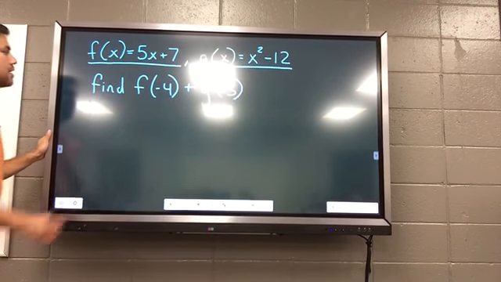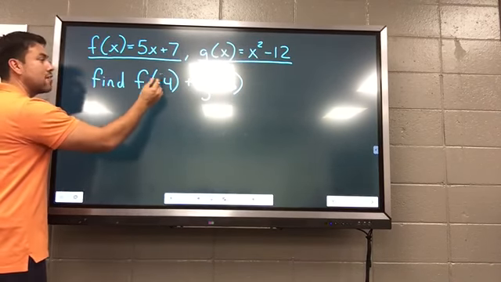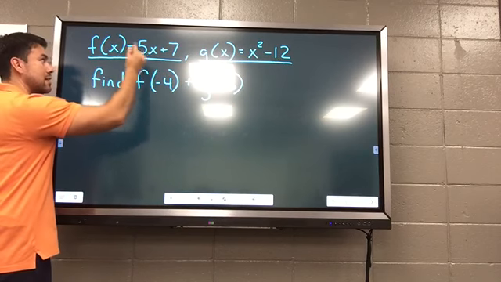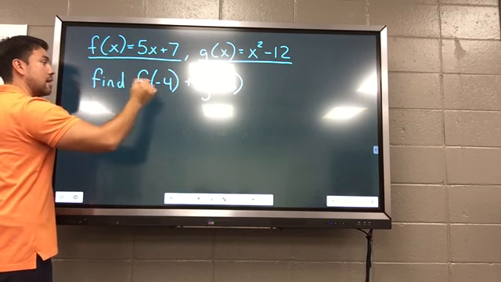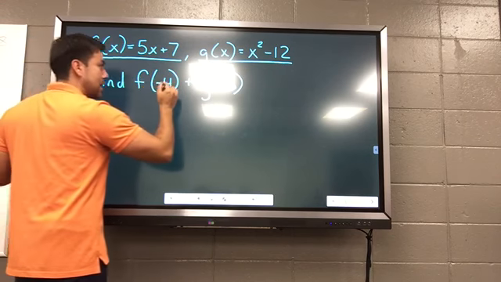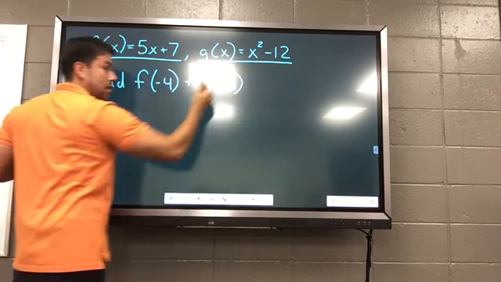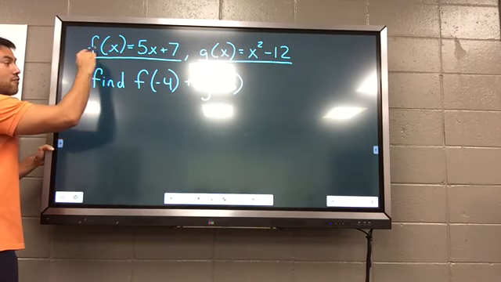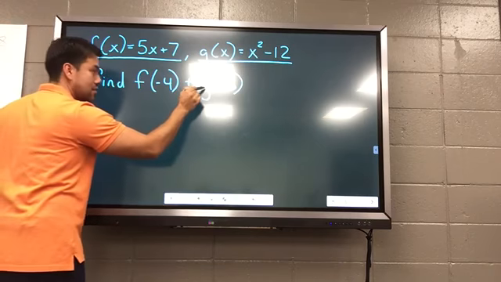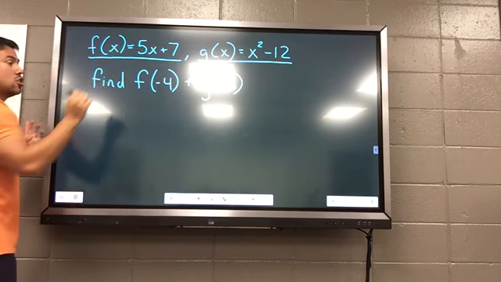Okay. Here's what I'm going to do. Instead of x, what should I substitute in this equation? Why wouldn't I put negative 4 in this equation? They're asking me for the f of negative 4, not the g of negative 4.